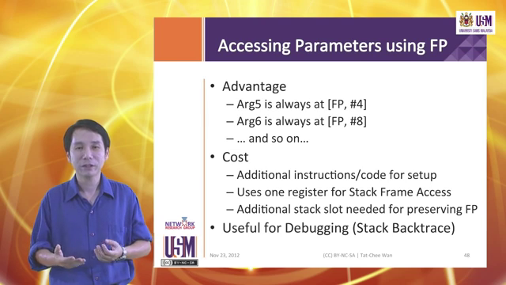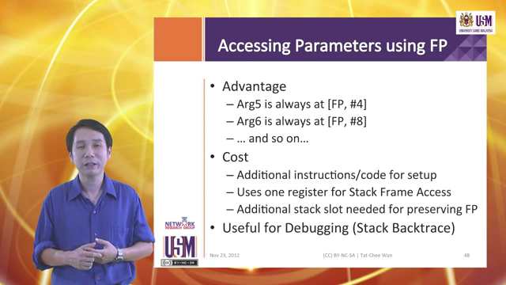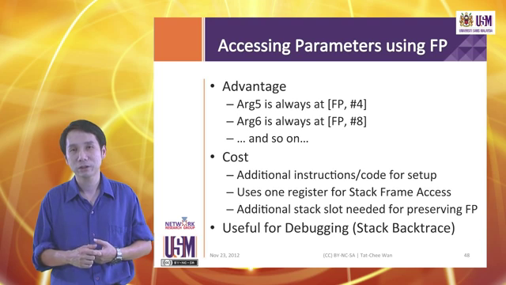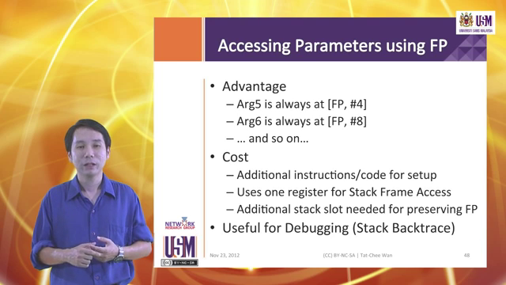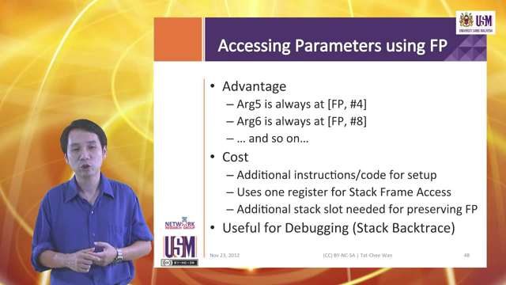So the advantage of using the frame pointer is that we can always access argument 5 at frame pointer, constant value 4. Argument 6 is always at frame pointer, constant offset 8, and so on.